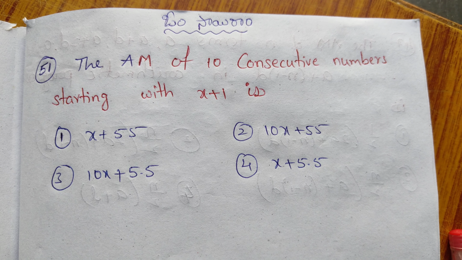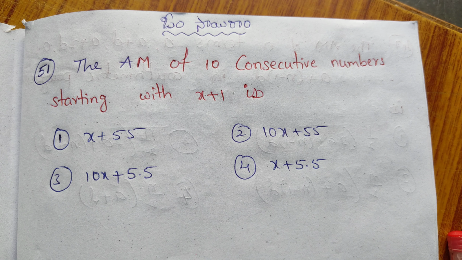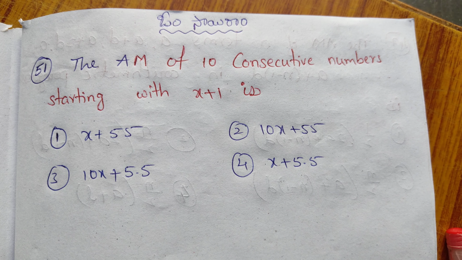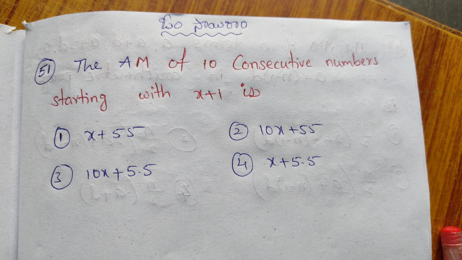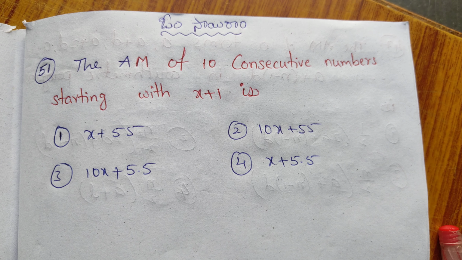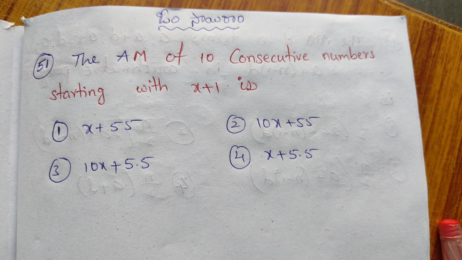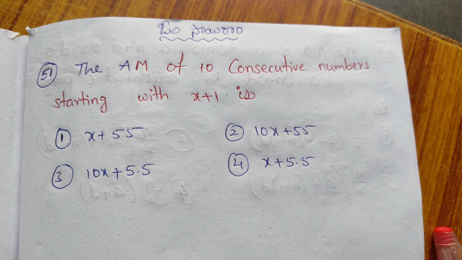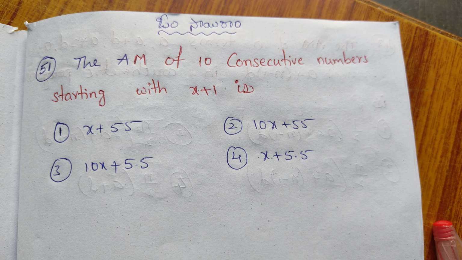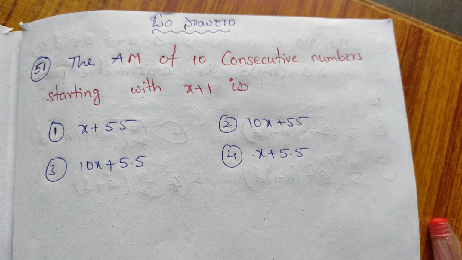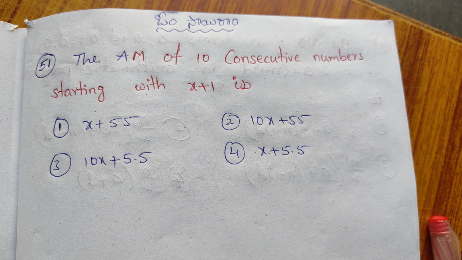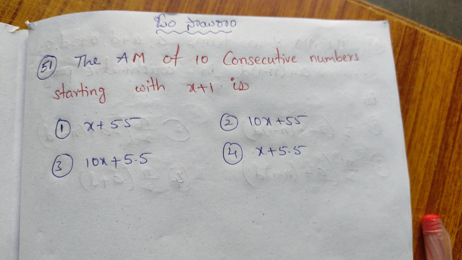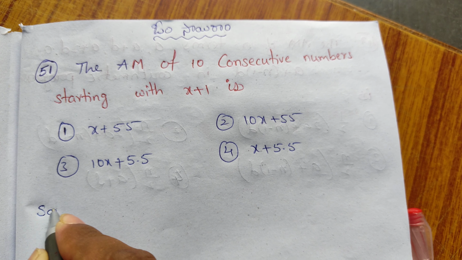The AM of 10 consecutive numbers starting with x+1 is... Options here: option A, x+55; option B, 10x+55; option C, 10x+5.5; option D, x+5.5. Okay, now we are going to solve this problem.